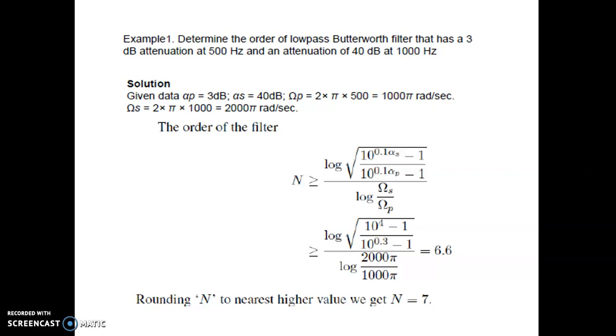Therefore, the order of the filter is n greater than or equal to log of square root of 10 raised to the power 0.1 alpha s minus 1 by 10 raised to the power 0.1 alpha p minus 1, divided by log of omega s by omega p. So here alpha s is 40 dB. So 0.1 alpha s will be 4 and 0.1 alpha p will be 0.3. So what you are going to get is log of square root of 10 raised to power 4 minus 1, 10 raised to power 0.3 minus 1, divided by log of 2000 pi by 1000 pi.